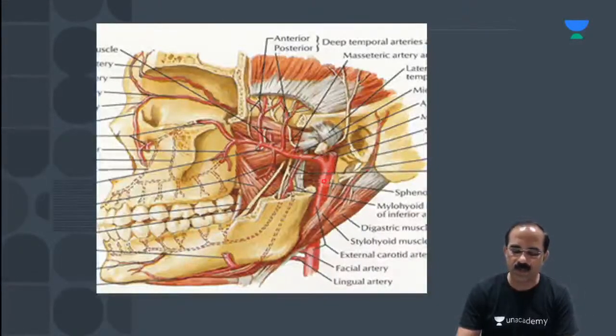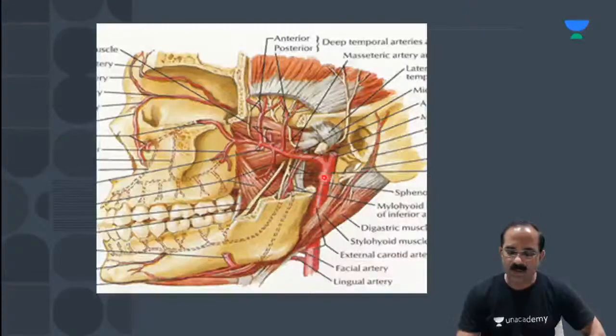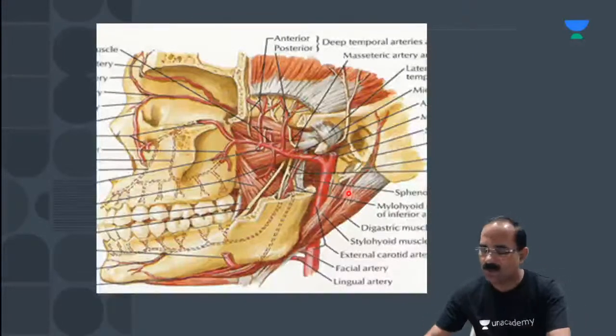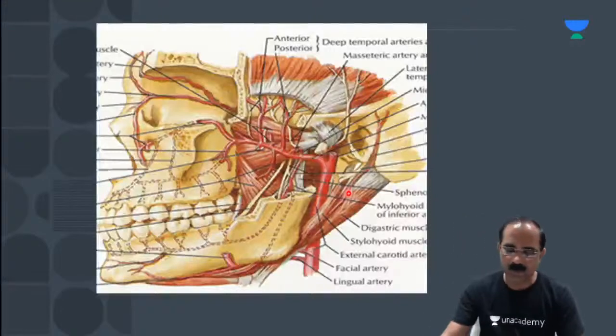Answer now, what is this artery? Come on. What did you know? You answer. This is the external carotid artery. This is external carotid. So you can see those two terminal branches of external carotid now.